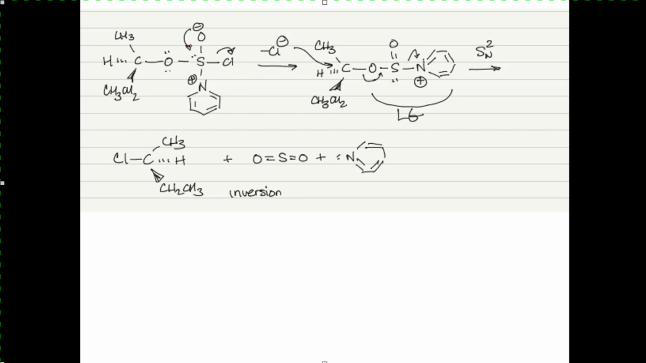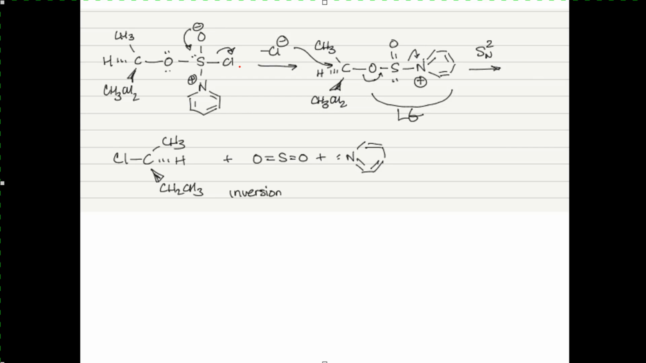So now what I form is an O- species with an N+. The sulfur still wants to reform the SO double bond, so it brings this pair of electrons back down. What's the better leaving group? Chloride. And so now we end up with this species where the nitrogen of the pyridine has a positive charge.